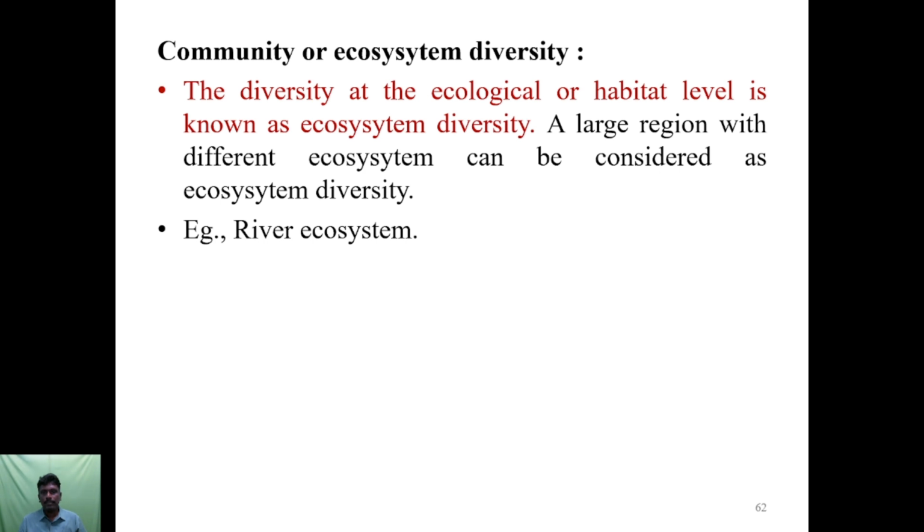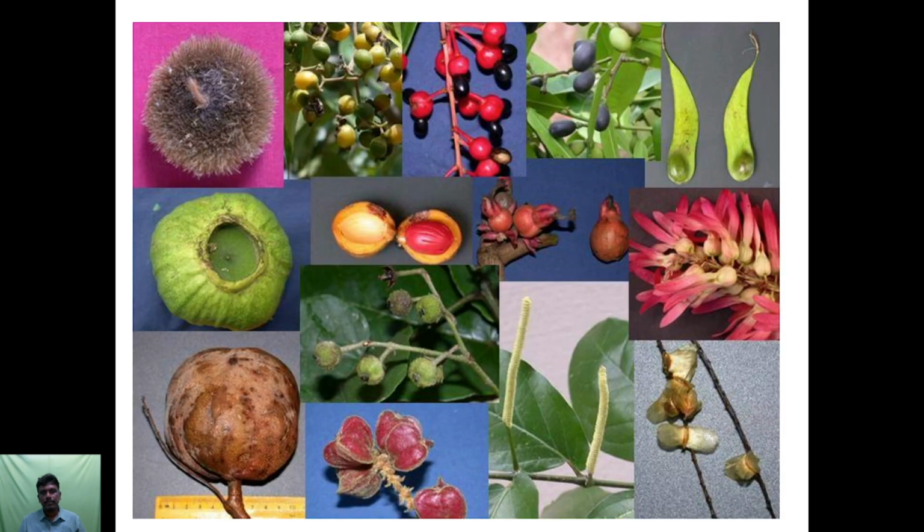The diversity at the ecological or habitat level is known as ecosystem diversity. A large region with different ecosystems can be considered as ecosystem diversity. Example, river ecosystem is one example.